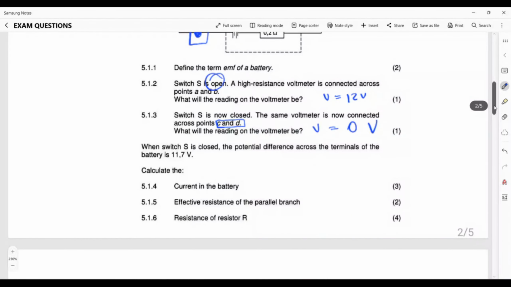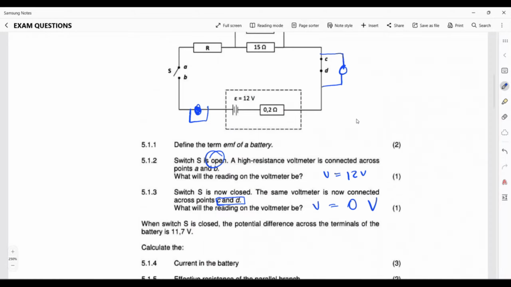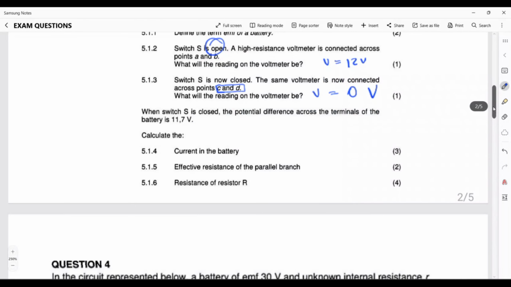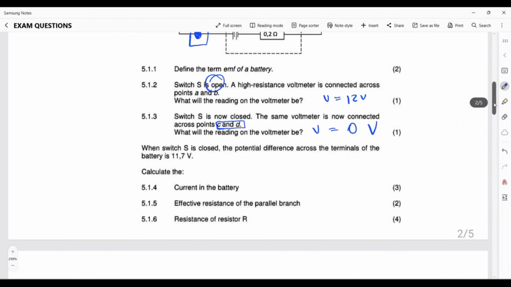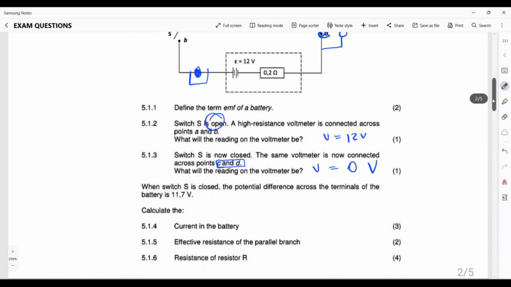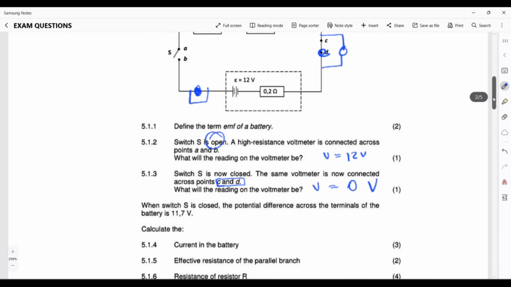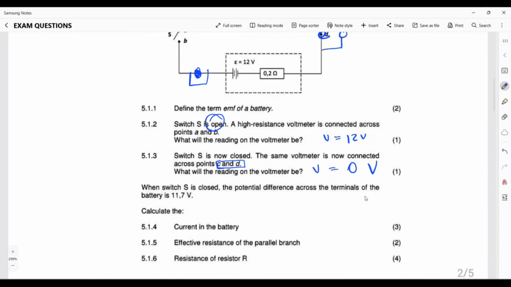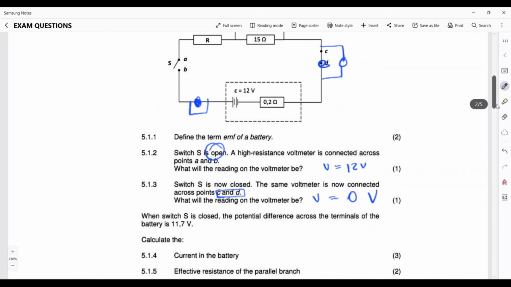So anyway, where you find them connecting a voltage across a conductor without any device in the middle, except a switch, that's going to be 0 volts if the switch is closed. If the switch is open, that's the EMF. So when switch S is closed, the potential difference across the terminals of the battery is 11.7.